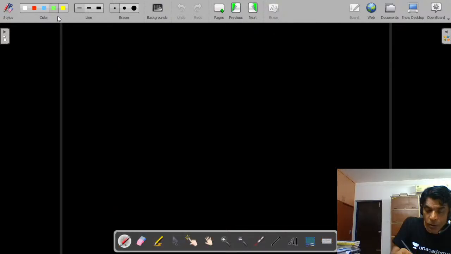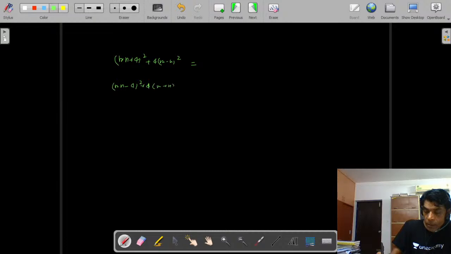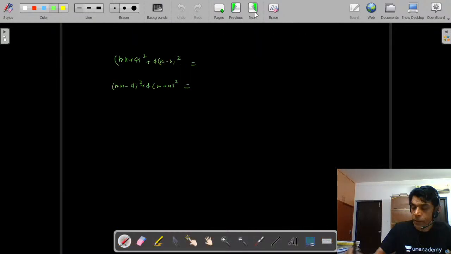So these two results you should write: (mn plus 4) squared plus (m minus 1) squared, 4, this one, and the other was (mn minus 4) whole squared plus this. The last example was of this kind, mn minus 4. If you do this one, then you will get m squared plus 4 and n squared plus 4, because the cross term, mn term will cancel, 8mn and negative 8mn.